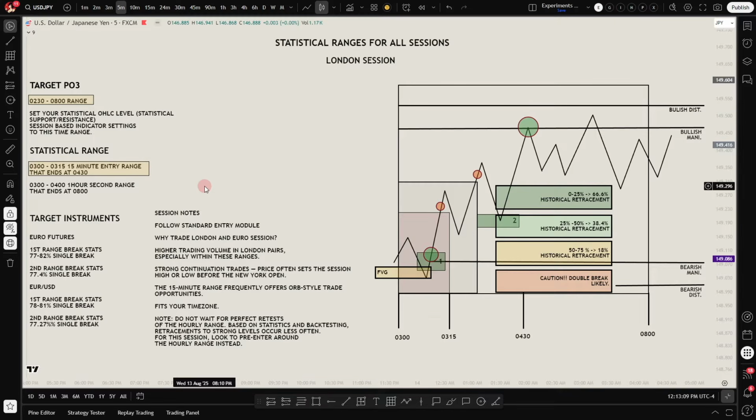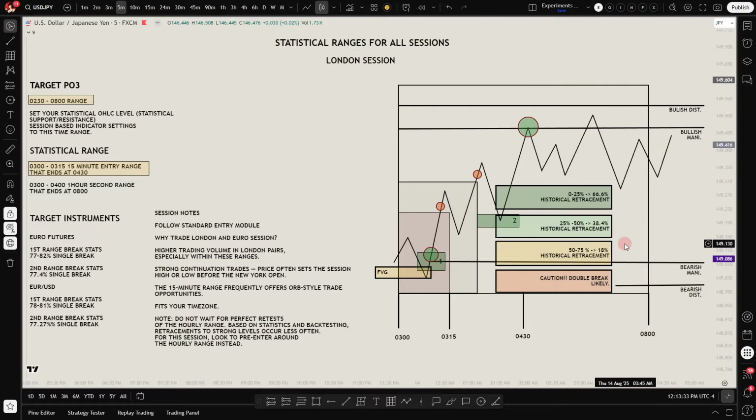Retracements are typically shallow on the hourly secondary range statistically. The most reliable retracement trade is at the 25% level. Occasionally, price may retrace to 50% or 75% of the secondary range, but deep pullbacks are less common. Pre-entry and shallow retracement setups tend to perform best in this session.